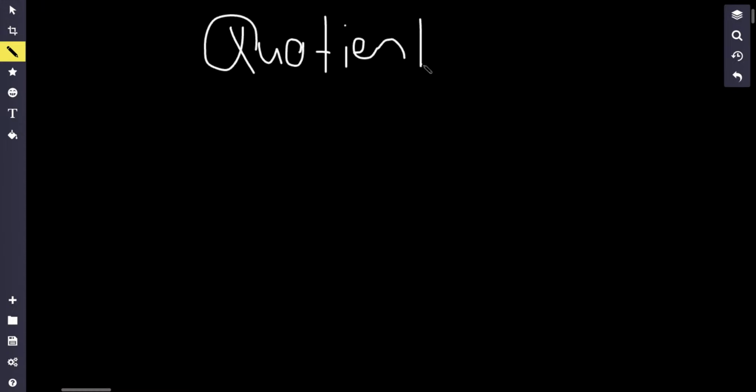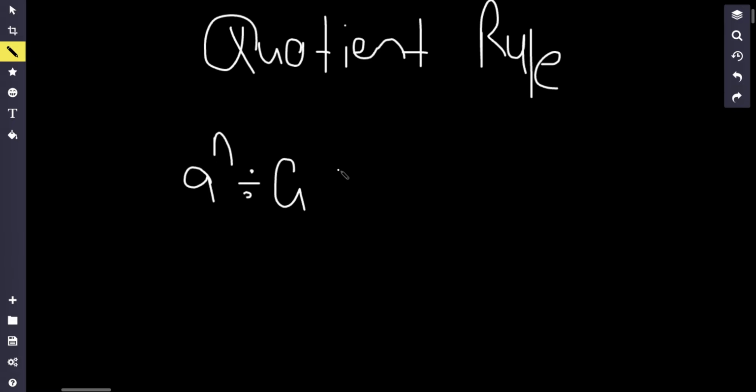Now let's talk about something called the quotient rule. And this is very similar to the product rule. The quotient rule states that if you have a to the n power and you divide it by a to the m power, this is just going to be equal to a to the n minus m power. So when you're dividing exponents with the same base, you keep the base and you subtract the exponents. This is like the product rule, except instead of adding the exponents, you subtract the exponents.